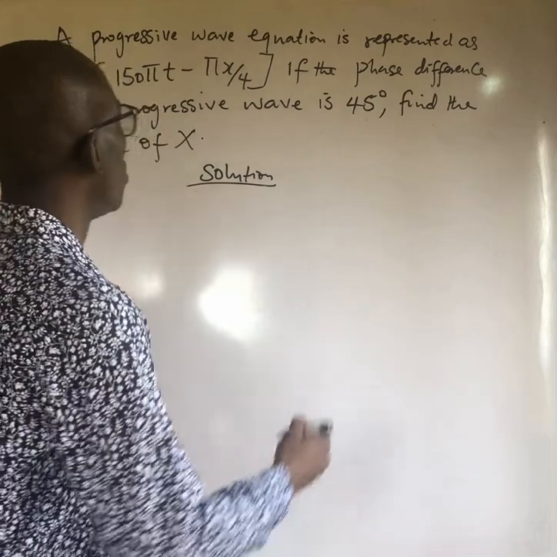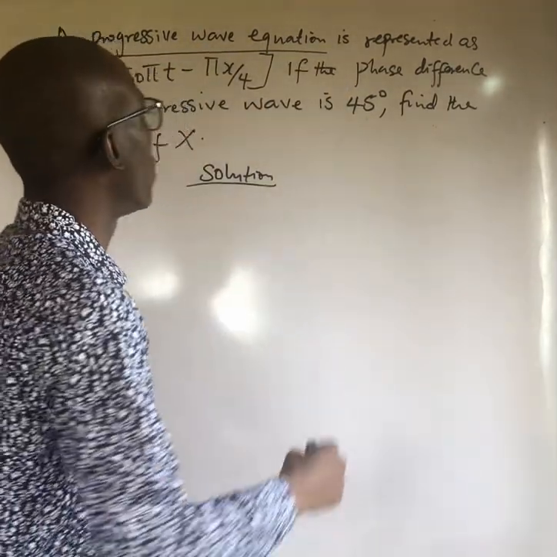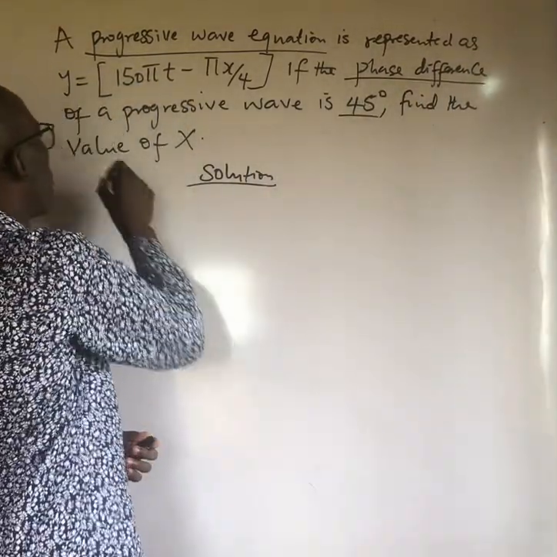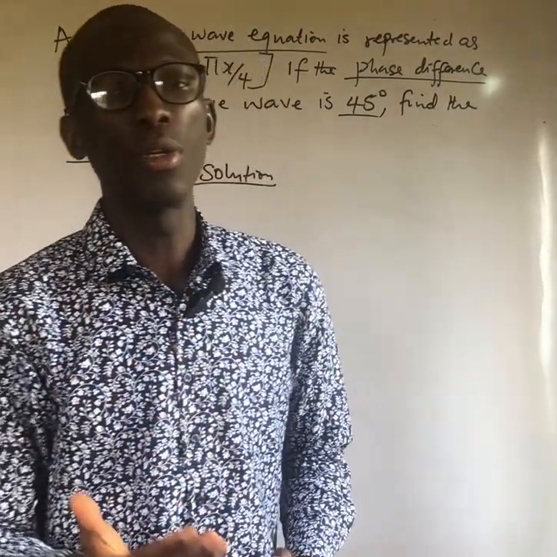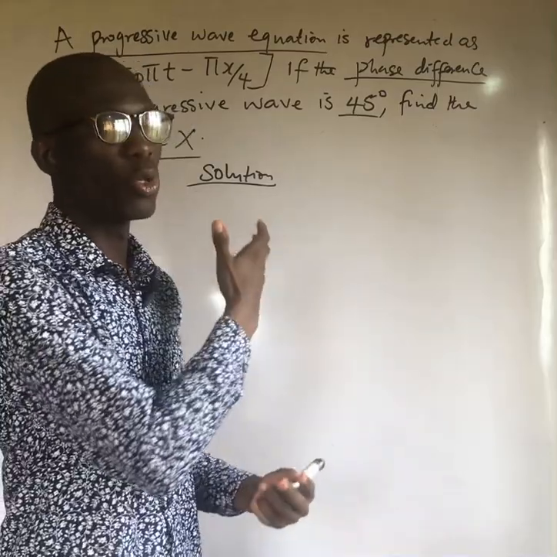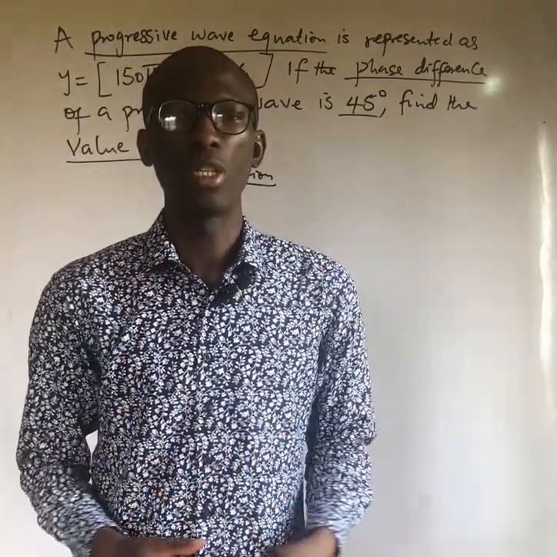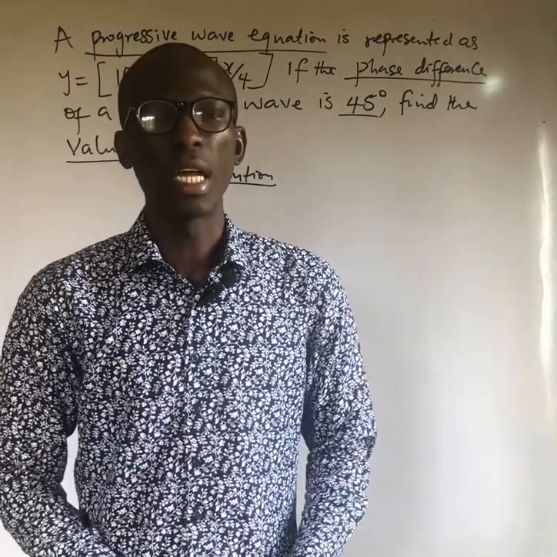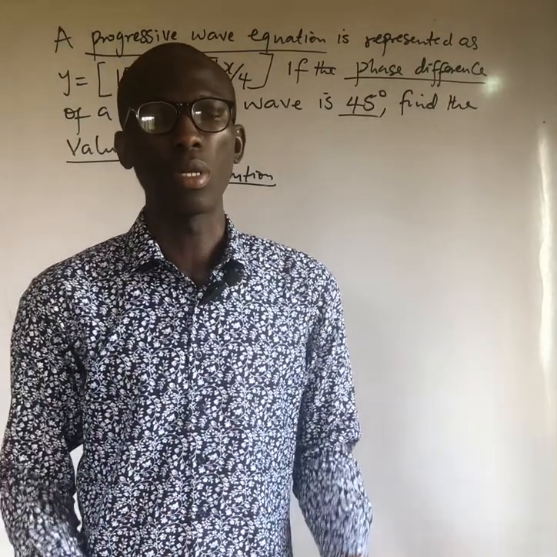So first of all, you need to know that the question involves progressive wave equation, and we are given the phase difference as 45 degrees, and we are asked to find the value of x. Now, before we go on to solve this question, you need to know that in progressive wave equation there are basically no less than three formulas that can suit each equation that is given to you.